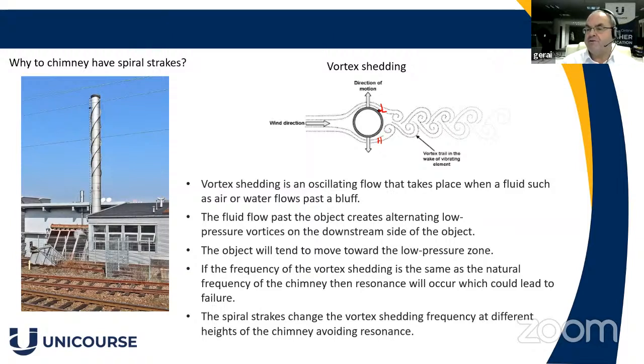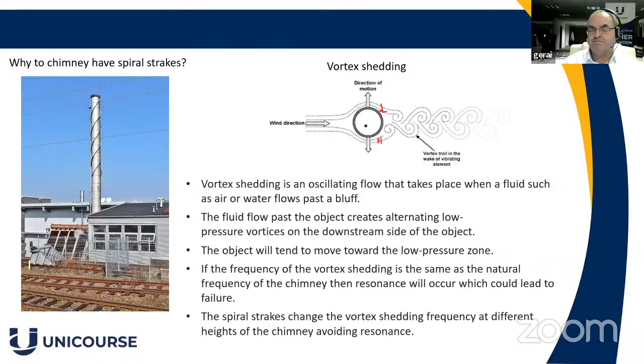But what happens, you have alternating high and low pressures, and then, seconds later, it'll change to high that side and low to that side. And it keeps on swapping high to low, high to low. So you get low pressure, high pressure, low pressure, switching from side to side. And because of that, it tries to cause the chimney to move in both directions.